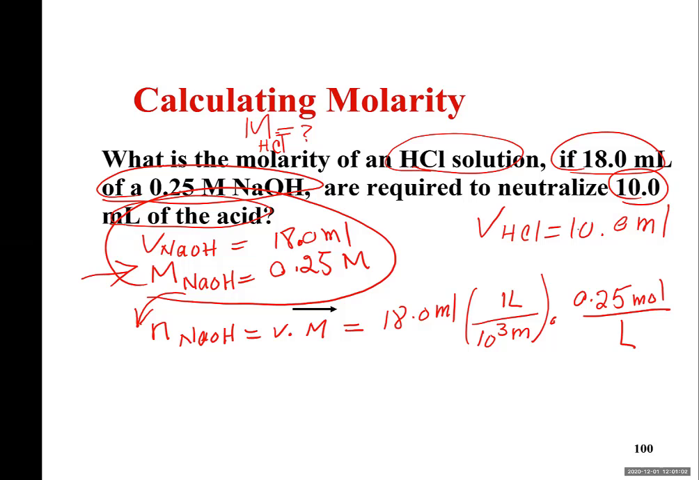I can cancel liter and liter, mL and mL. So are you going to get 18 times 0.25, which is 4.5, times 10 to minus 3? Is that what you get? So that gives you moles of NaOH, yes?